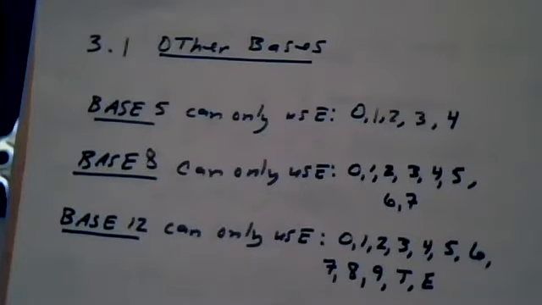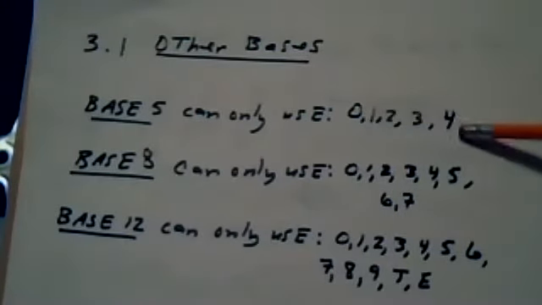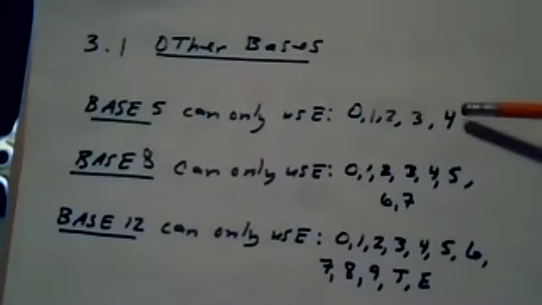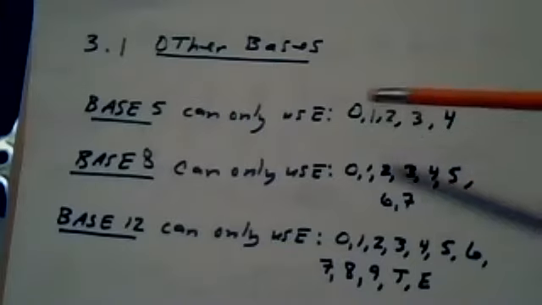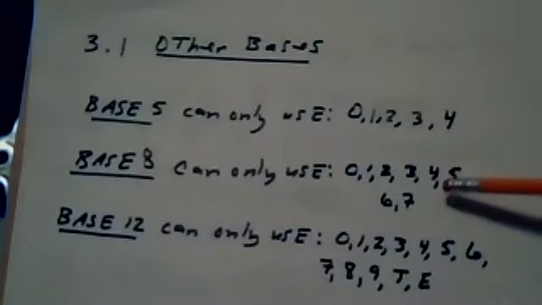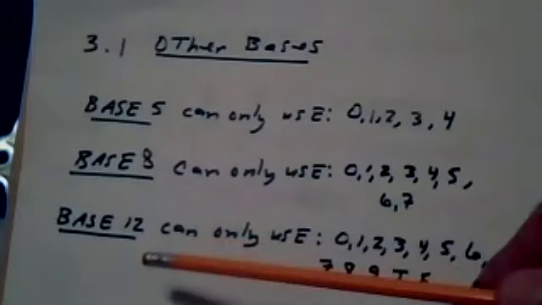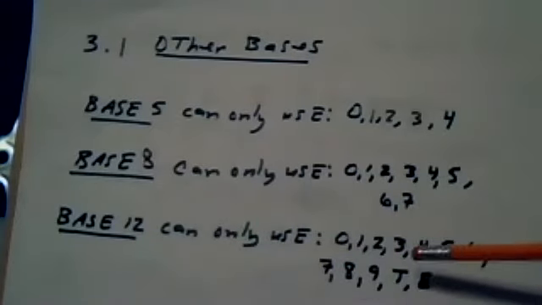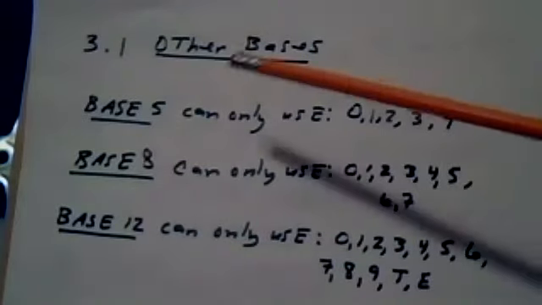Our base system is base 10, but there are other bases. These are just a few examples of other bases. If you're going to use base 5, then these are the only symbols that are available, the only numerals that we can use. Base 8 can only use these numerals. Base 12 can only use these. If you notice, they're one short of the base that was mentioned.